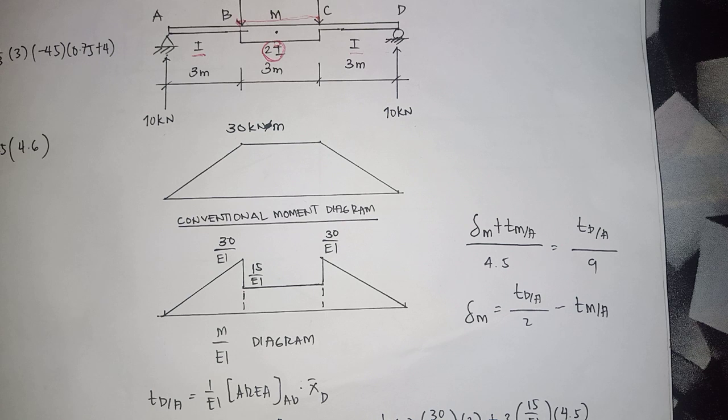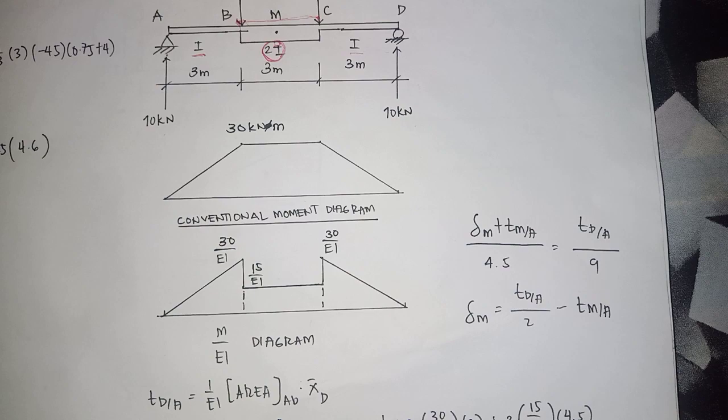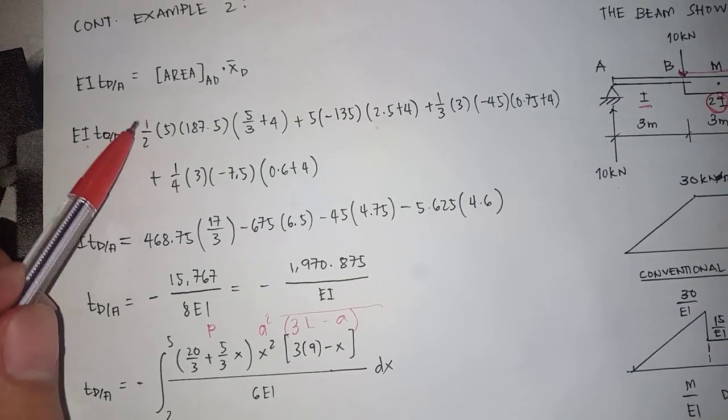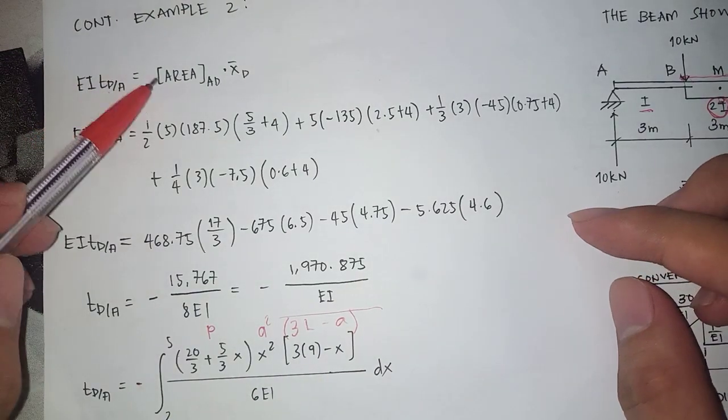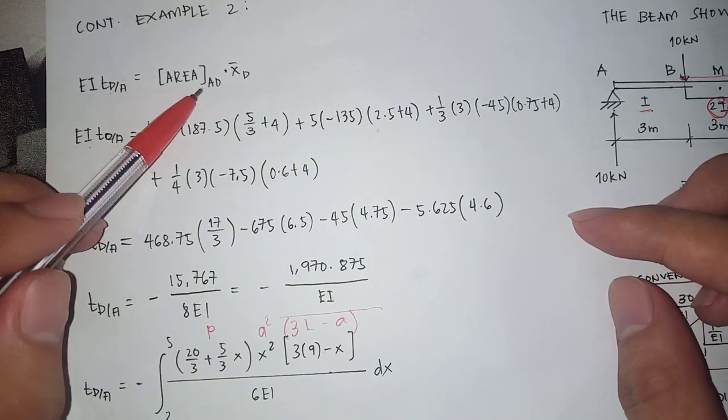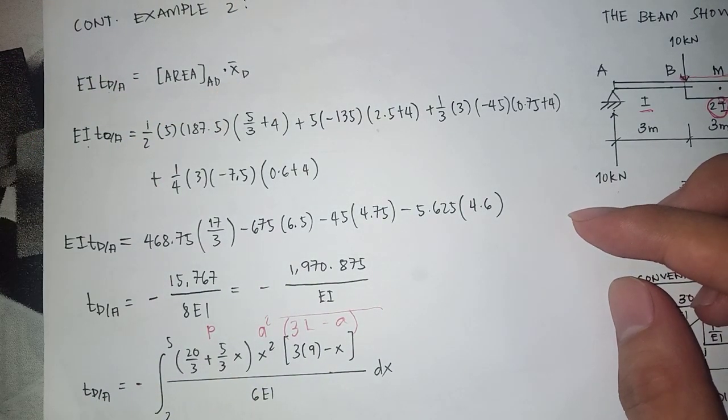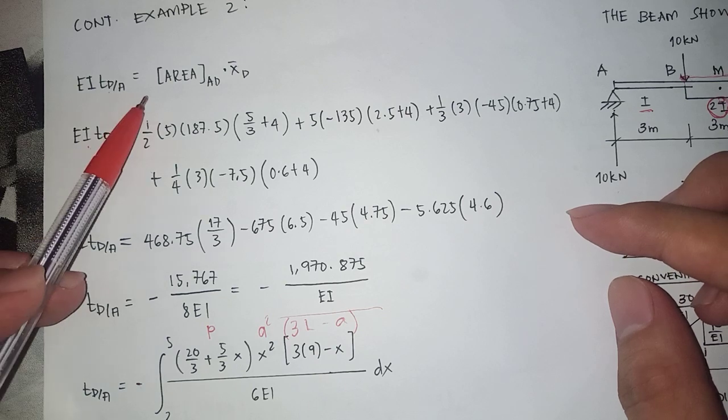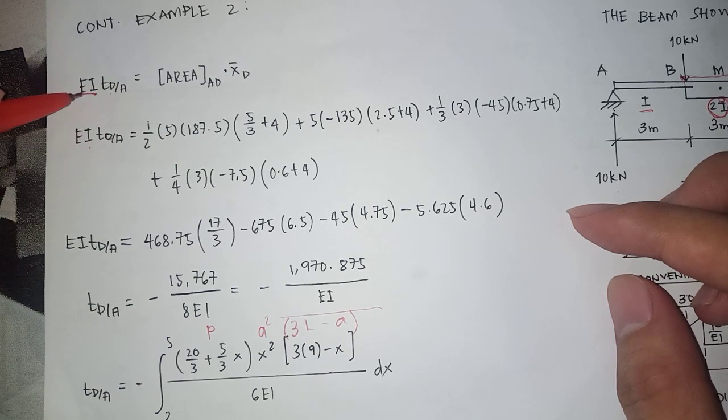Nagkataon lang na yung EI ay constant, kaya hindi natin siya sinasama doon sa solution. Kasi nga, we can actually factor out EI. Katulad nito, yung sa kanina, naka-factor out siya. Kaya, imbes na TDA equals what? 1 over EI times area between A and D times X barred from point D. Kina-cross multiply na natin yung EI kasi constant siya.